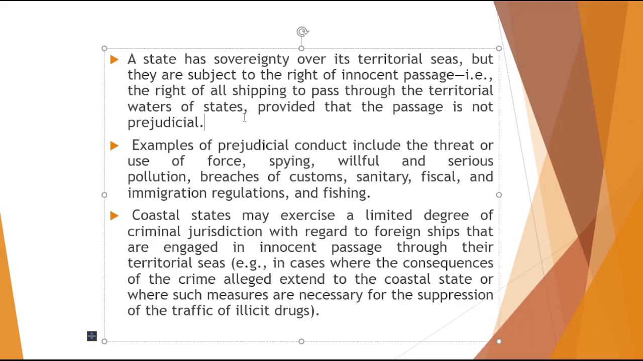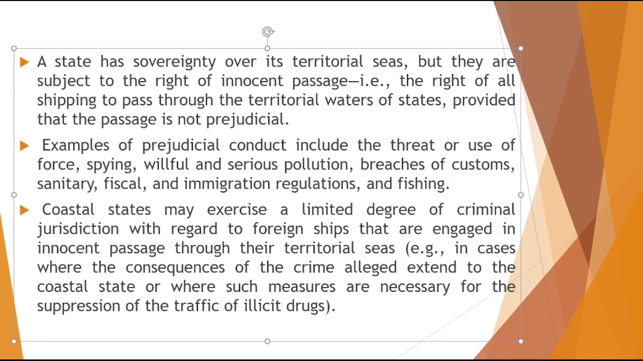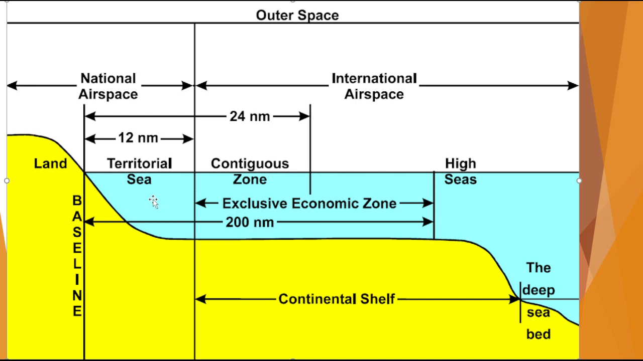A state has sovereignty over its territorial sea, but it is subject to the right of innocent passage, that is, the right of all shipping to pass through the territorial waters of states, provided the passage is not prejudicial, right? So in the territorial sea, in this area itself, the state has full sovereignty over this area. It can do whatever it wants.